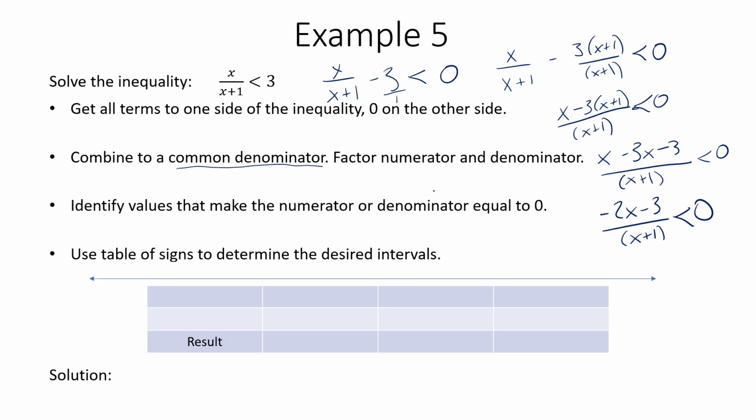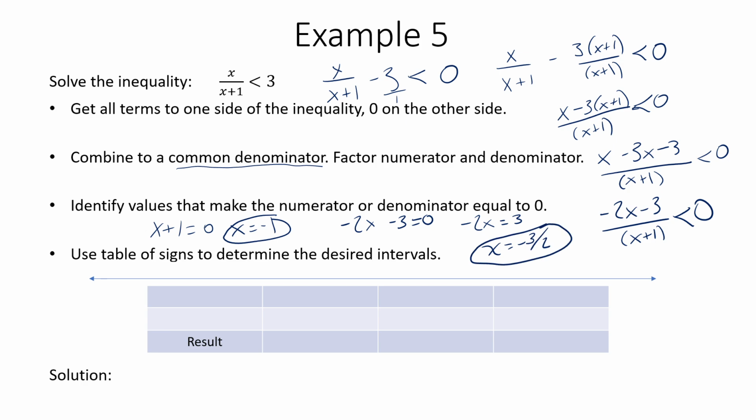Now, we want to use the table of signs to determine the desired intervals. What we need to do is identify the values that make the numerator and the denominator equal to 0. For the denominator, it's fairly simple. We're looking at x plus 1 equals 0, which would mean x equals negative 1 would make the denominator 0. For the numerator, negative 2x minus 3 would equal 0, which means that negative 2x would equal 3, which would mean that x equals negative 3/2. Okay, there's your other value.